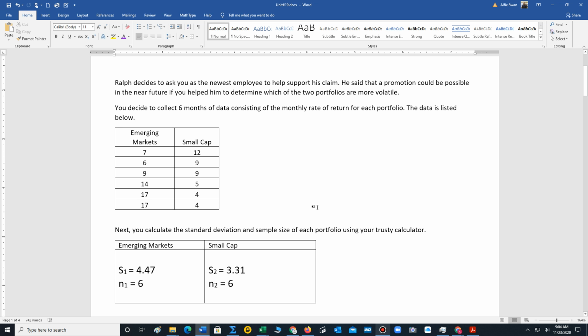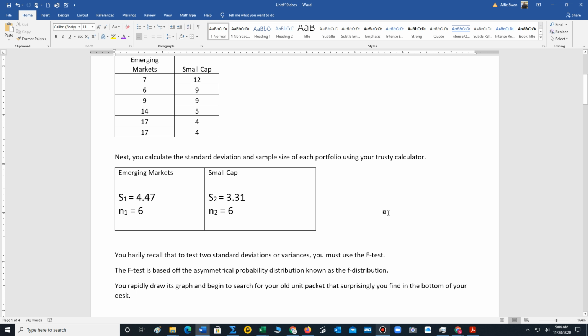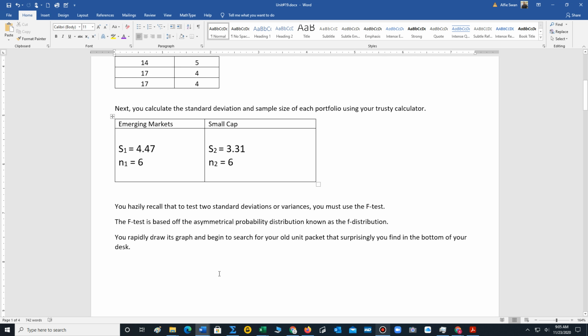You decide to collect 6 months of data consisting of the monthly rate of return for each portfolio. The data is listed below. So we have the rates of return for emerging markets and small cap. Next, you calculate the standard deviation and sample size of each portfolio using your trusty calculator. The standard deviation is 4.47 for emerging markets, sample size 6. For small cap, the standard deviation is 3.31, sample size is 6.